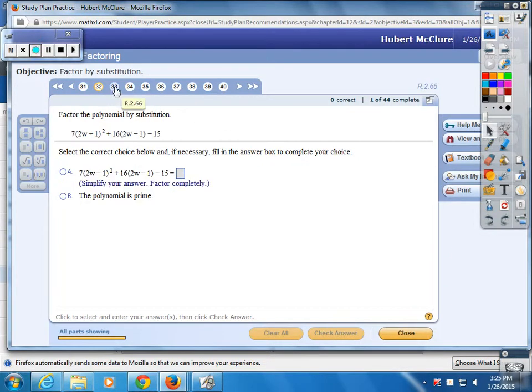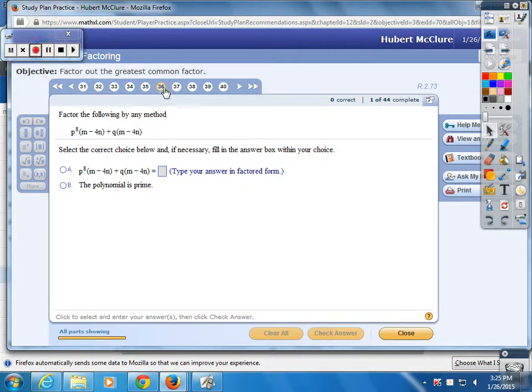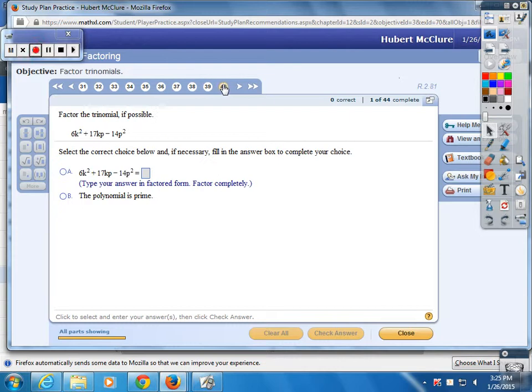I was going to do some reverse FOIL, but it doesn't look like I'm going to be able to. Factor by any method. I'd factor, I'd group 2 by 2. Those are all shortcuts. I'm not going to spend a lot of time on those because hopefully you already know how to use them.